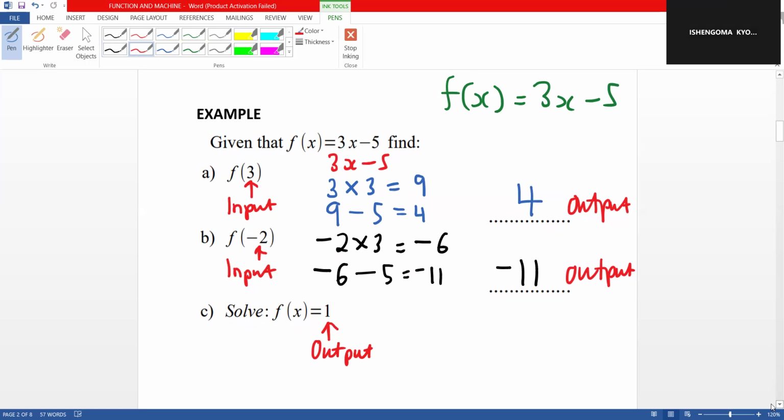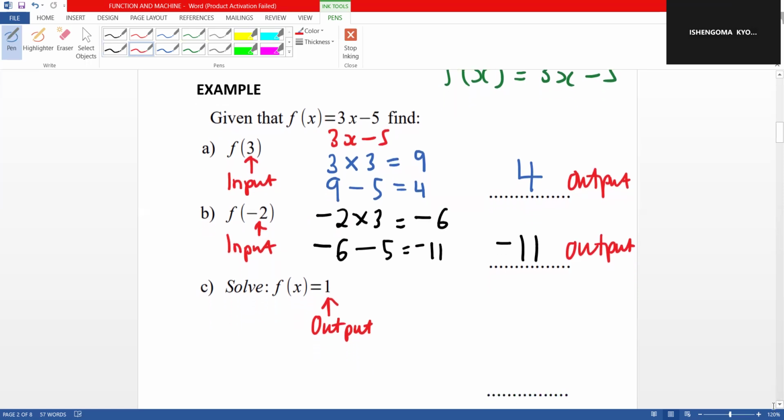Whenever we are given the output, we have to work out the reverse of the given function. What is done last? We do it first, and we do its opposite. So we shall take our output, which is 1.